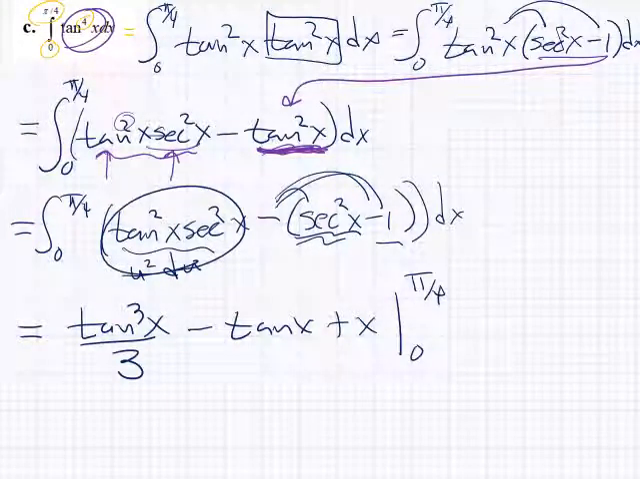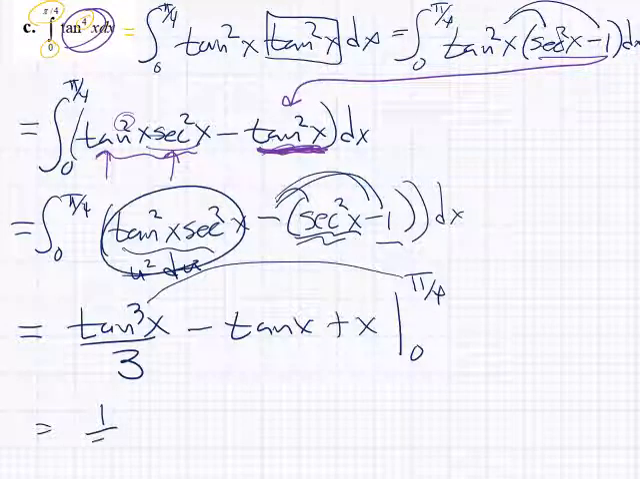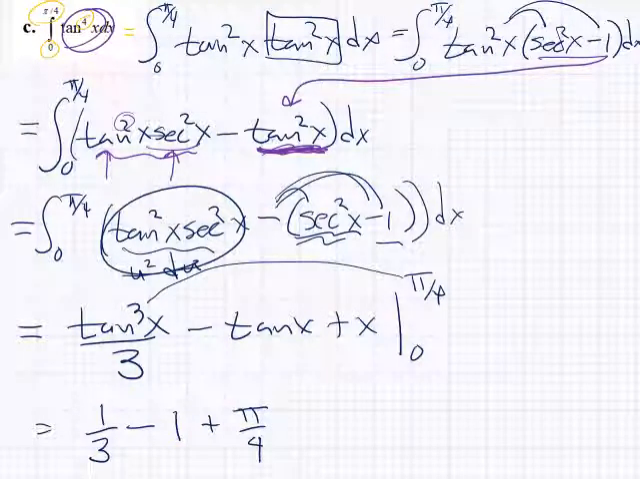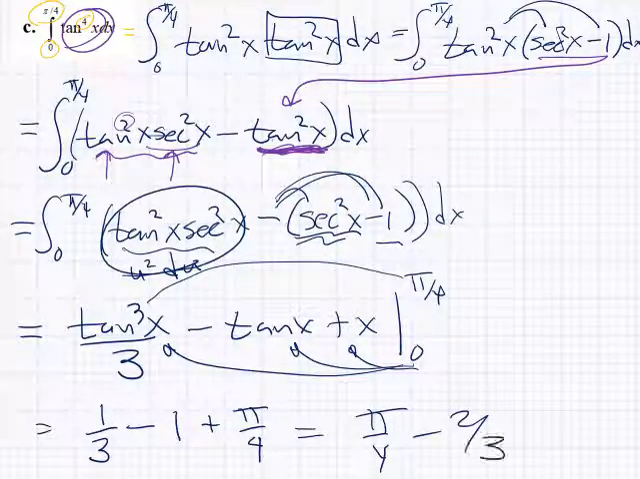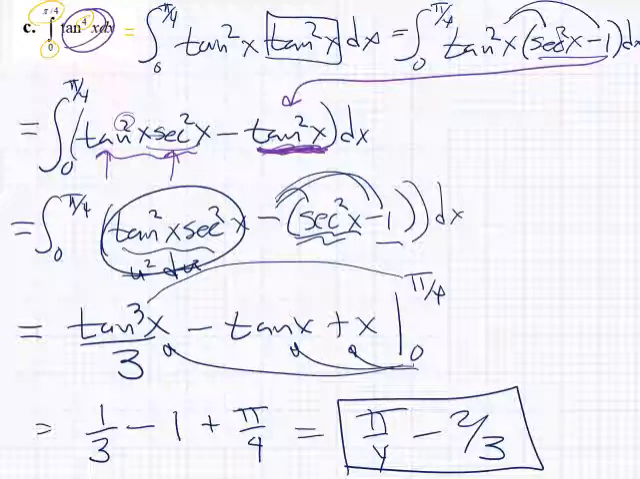And that's it. So now we just plug in pi fourths. Well, you got to remember, the tangent of pi fourths is 1, and the tangent of 0 is 0. So if you remember that, then this is going to be 1/3 minus 1 plus pi fourths, sorry. And when I plug in 0, I'll get 0 in each term. So ultimately, this is my answer. I'll end up with pi fourths minus 2/3. And I'll leave my answer like that.